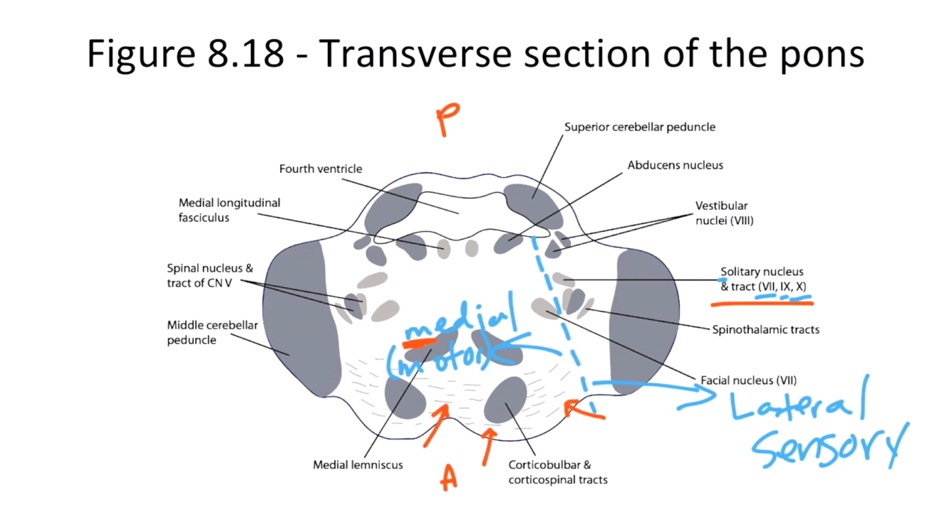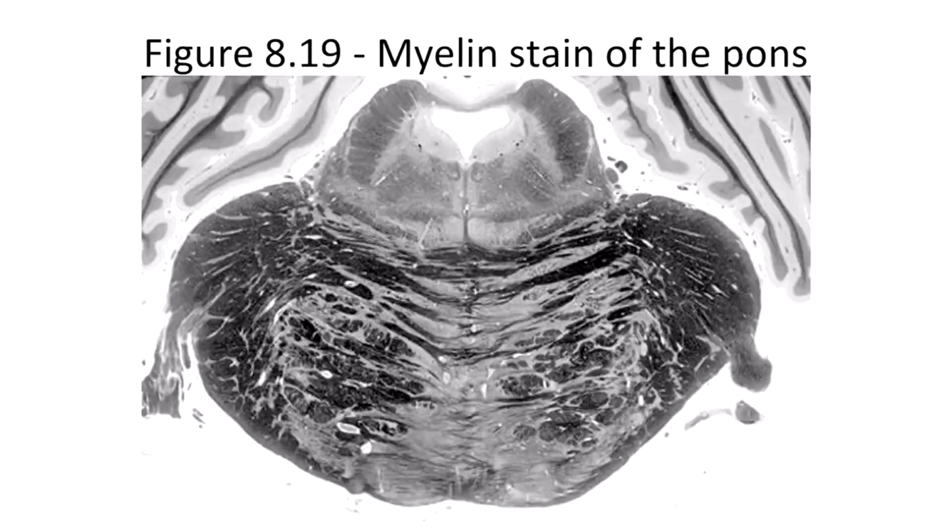So in summary, if you can identify what section of the brainstem you're looking at, and you know that the nuclei located laterally are associated with sensory information, then you should be able to get all the step 1 questions correct that are associated with this topic. For your reference, this is a myelin stain of an actual microscopic cross-section of the pons. You can clearly see the transverse pontine fibers right here.